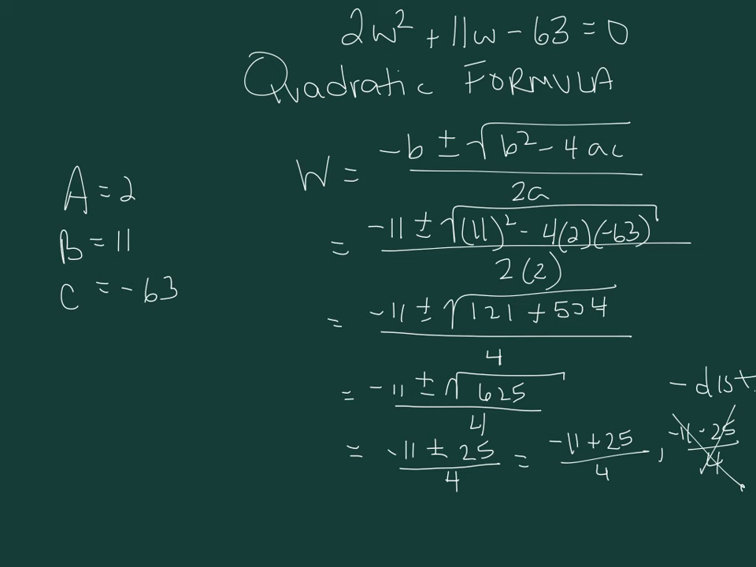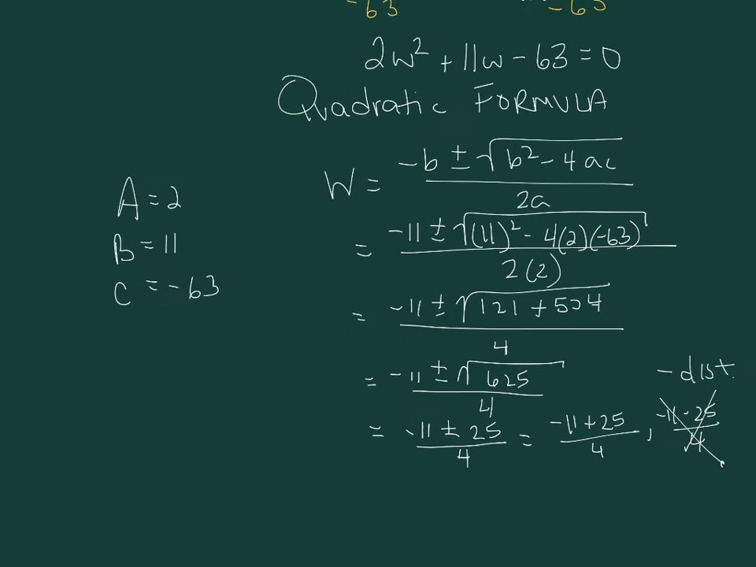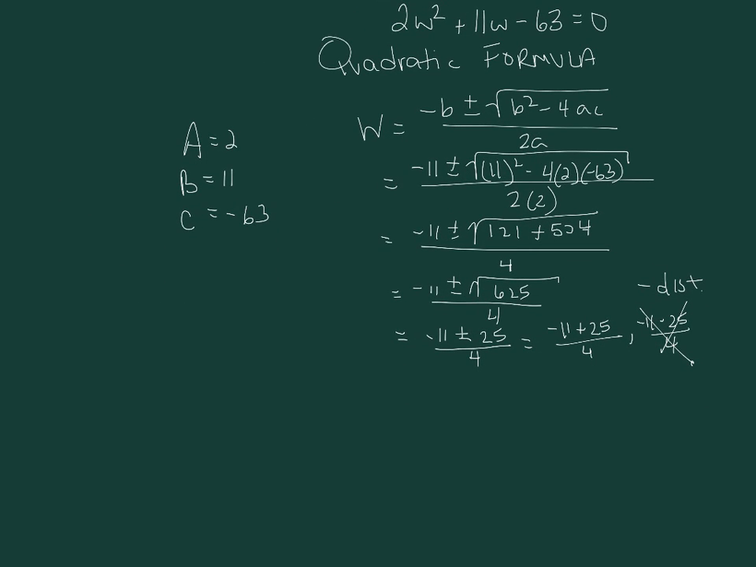Okay, so let me just zoom this down real fast. So now we've got ourselves equal to positive 14 over 4. And we can simplify this by dividing both top and bottom by 2. And we've got ourselves 7 halves. 7 halves can also be written as 3.5. So my width is equal to 3.5.